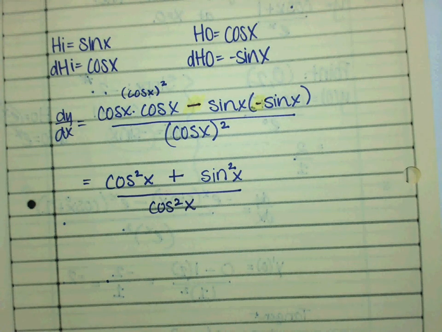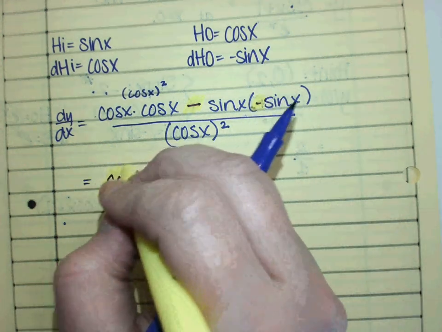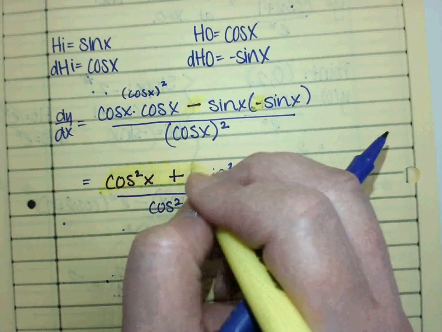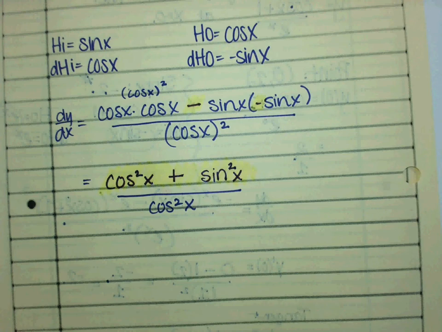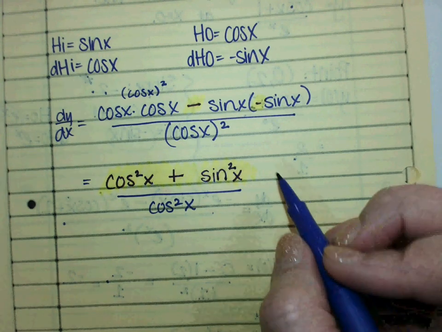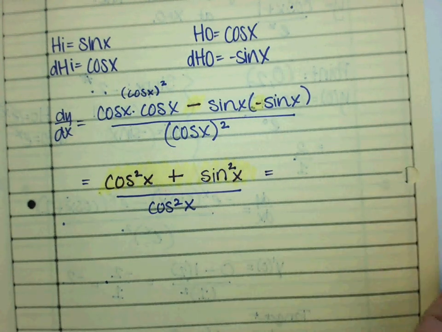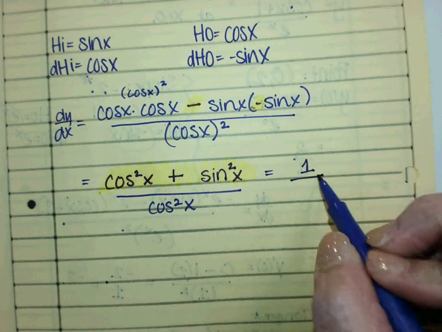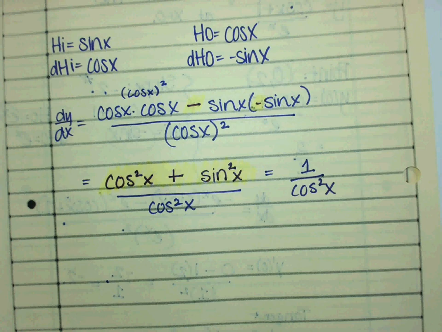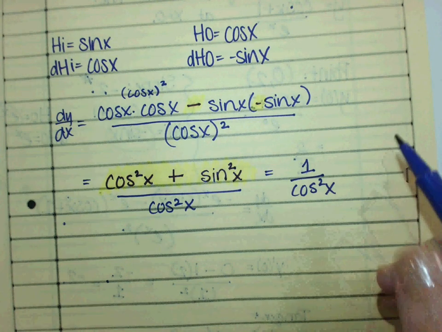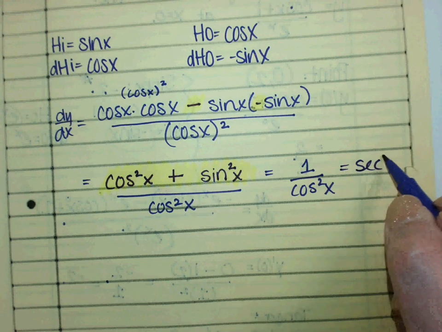Let's see. That's special. What is it? It's 1. Good. Cosine squared plus sine squared, that's one of your Pythagorean identities from pre-cal. That's a 1. And if it's 1 over cosine squared, what is 1 over cosine the same as? Secant. So it's equal to secant squared x.